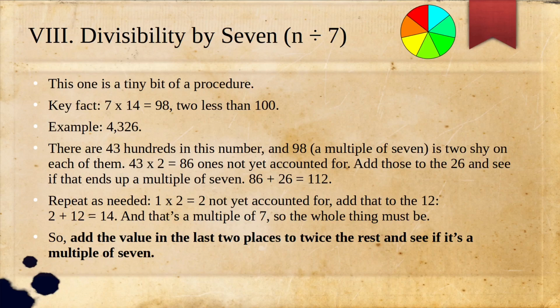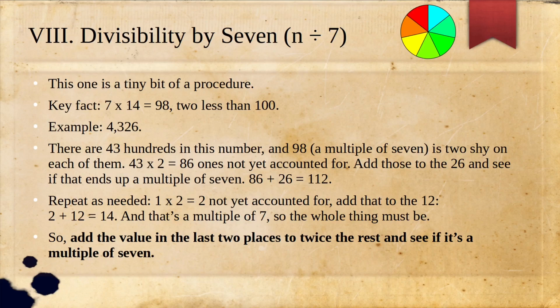So we add the value in the last 2 places to twice the rest and see if it's a multiple of 7. Rinse and repeat as needed. If this is confusing, another way to look at it is that 100 divided by 7 is 14 remainder 2, and what we're doing here is grouping all of those remainder 2's from the hundreds together and adding it to the tens and ones part to see if that ends up being a multiple of 7.